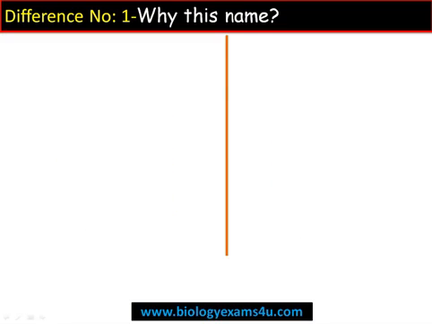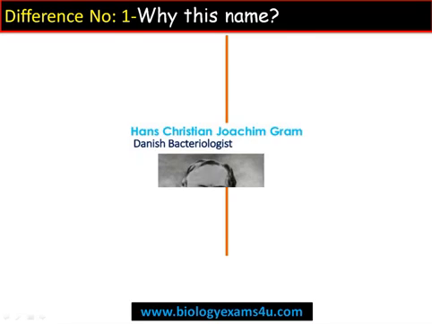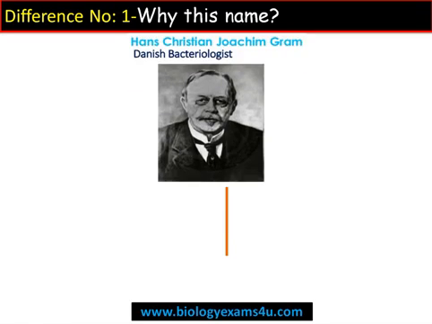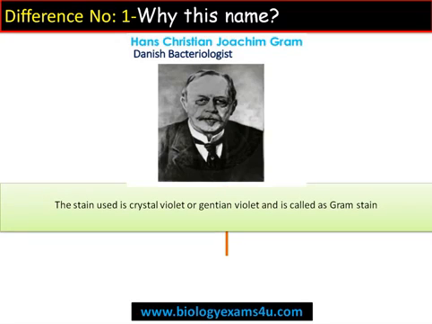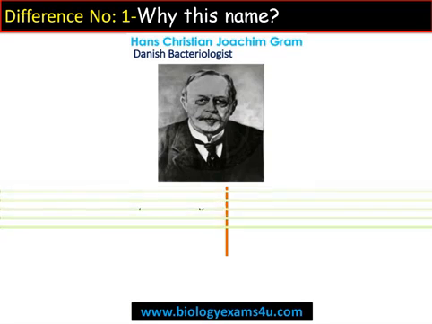First of all, starting with why this name. The technique was developed by Christian Gram, a Danish bacteriologist, and he used two stains, crystal violet and gentian violet, and these stains are called gram stain, and the procedure is called gram staining.